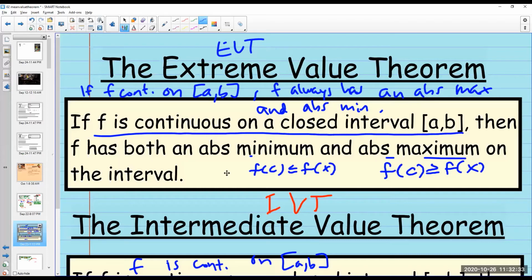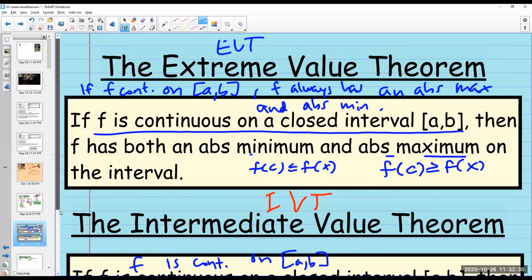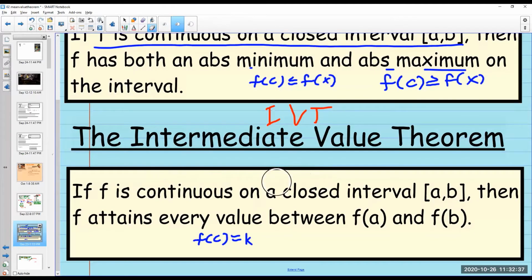Okay, IVT is very similar. Do you guys remember IVT? Because we had to prove it so many times. IVT says that if f is continuous on the closed interval. Now notice, exactly the same as EVT. But then it strays from there.